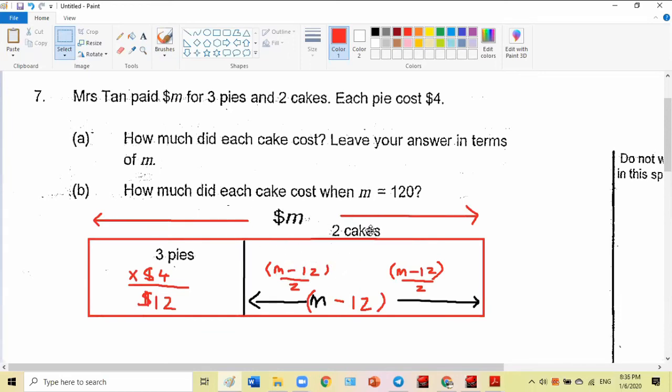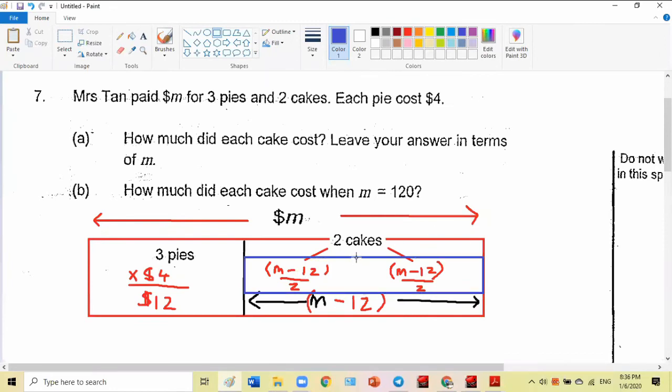So maybe I put 2 units here. One of them is, you understand why? You take this value, divide by 2. Can you see? Understand why I did that?